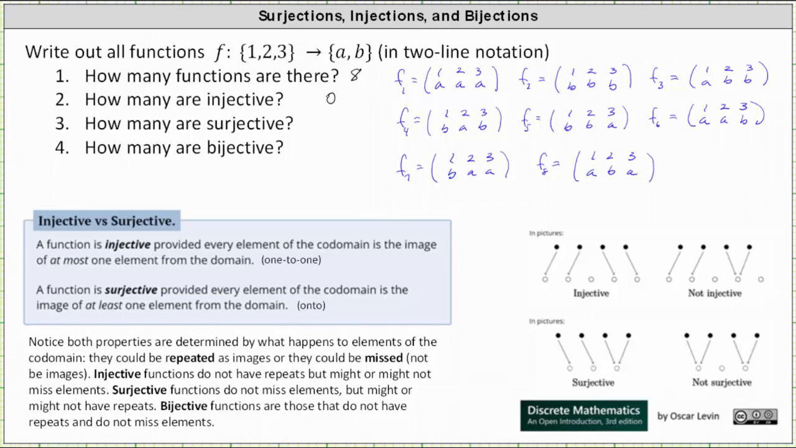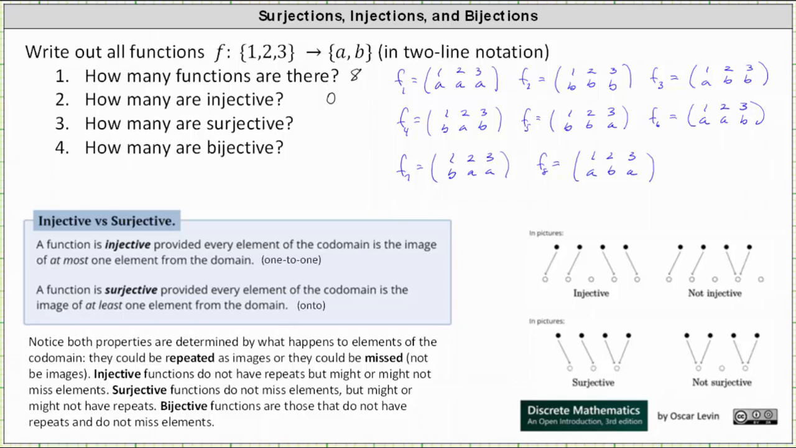Number 3, how many are surjective? A function is surjective provided every element of the codomain is an image of at least one element from the domain. Well, functions f sub 1 and f sub 2 are not surjective because for function f sub 1, the element b from the codomain is not an image of at least one element from the domain, and for function f sub 2, the element a from the codomain, again, is not an image of at least one element from the domain.